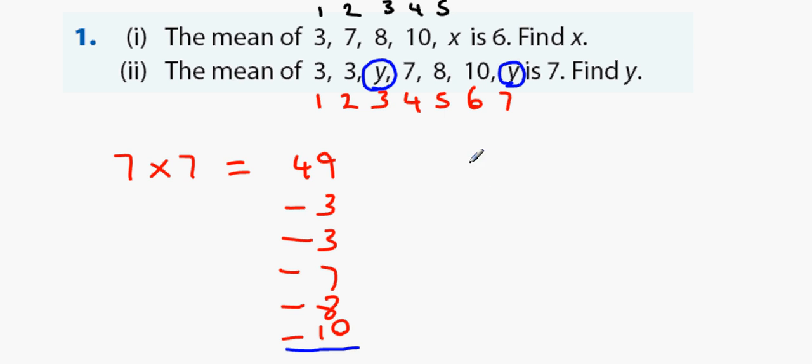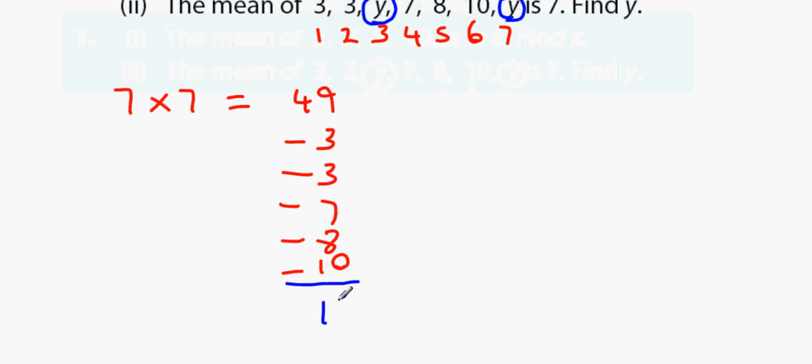So 18 is left over, okay? So there's going to be 18 left over here. This means that the 2 y's must be equal to 18, because remember, all 7 numbers added together have to give you 49. This means that y must be equal to 18 divided by 2, y equals 9.